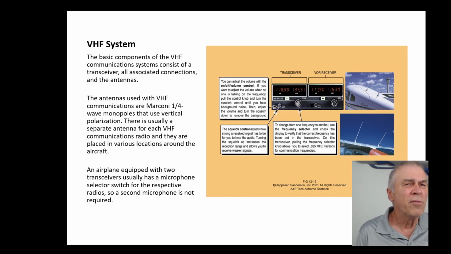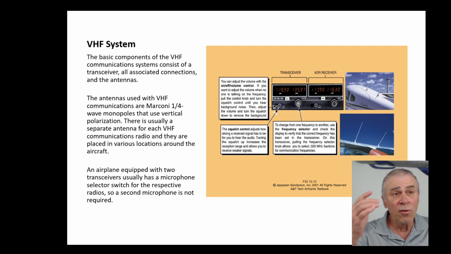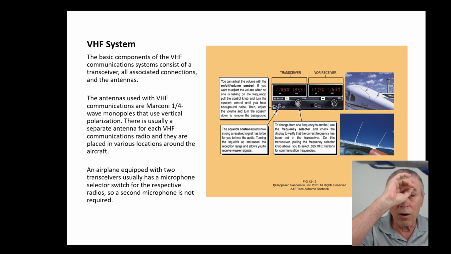The basic components of the VHF communication system consist of a transceiver, all associated connections, and the antennas. The antennas used with VHF communications are Marconi 1/4 wave monopoles that use vertical polarization. A monopole, that's just one pole, an antenna that would be like sticking out from a walkie-talkie. And of course, since it goes straight in the air, it is vertically polarized.